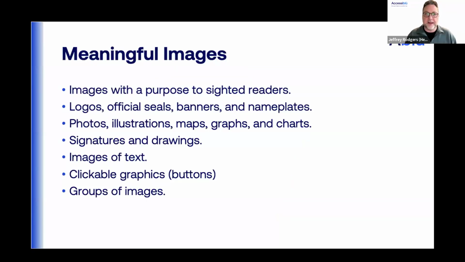So to review then really quick, a meaningful image would be anything that has any kind of purpose to sighted readers. Those could be logos, official seals, banners, nameplates, certainly photos, illustrations, maps, graphs, charts, those kinds of things, images of text, signatures, drawings, and of course, clickable graphics, or anything that you would click on like a button. And last would be groups of images. We're going to talk about some of these things over the next few minutes, but that's just giving you an idea of things that would be considered meaningful and should probably have some sort of alt text.